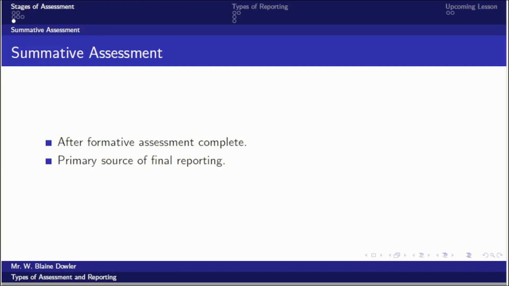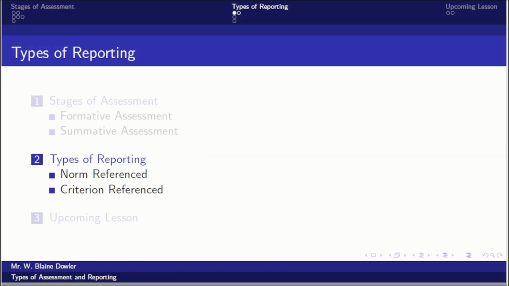So summative assessments are the primary source of final reporting. These could be chapter tests, unit tests, midterms, finals, the class presentations, essays. That's the big one. And in the next lesson, we will look at the different types of reporting.